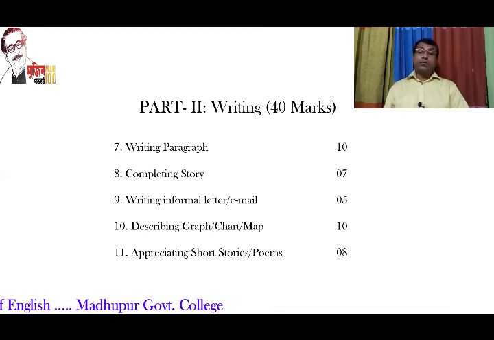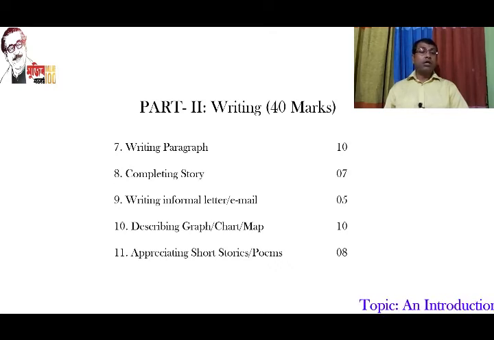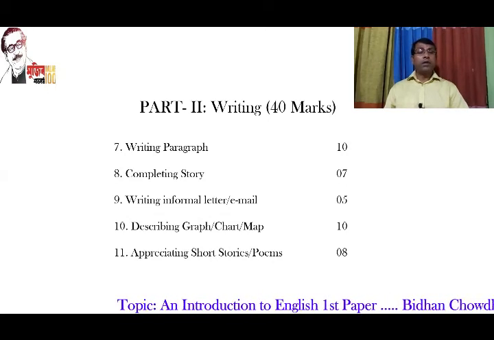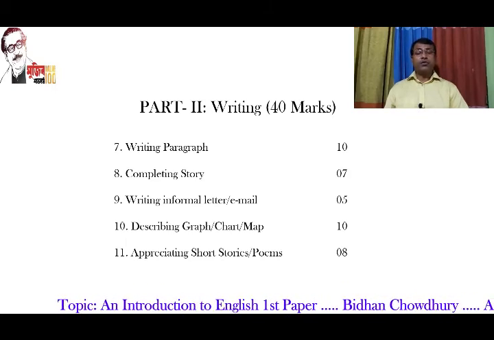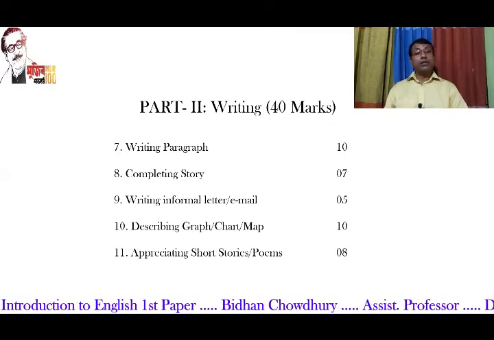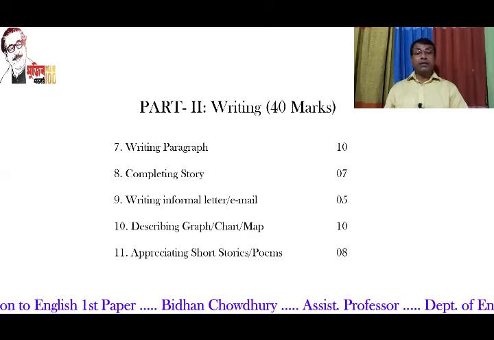In the question of writing informal letter or email, students will be given 5 marks. And in question number 10, that means describing a graph, chart or a map, 10 marks is allocated. That means a graph or a chart or a map will be given in the question paper, and students will describe the information given in the graph or the chart or the map, and for that they will get 10 marks.